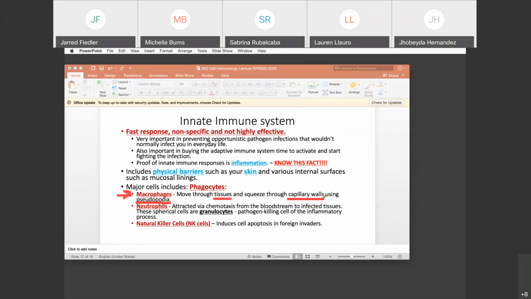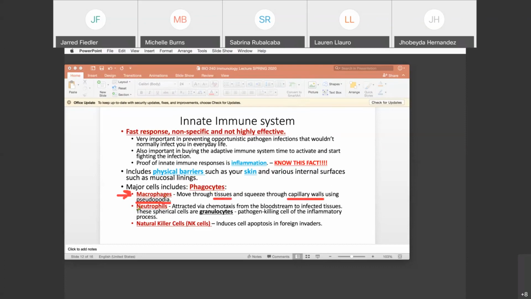So having a very flexible cell shape, all right, and not a rigid cell that's very stiff, is going to allow it to move more freely throughout your whole body. So it's going to be easier for it to get to the site of infection, okay?